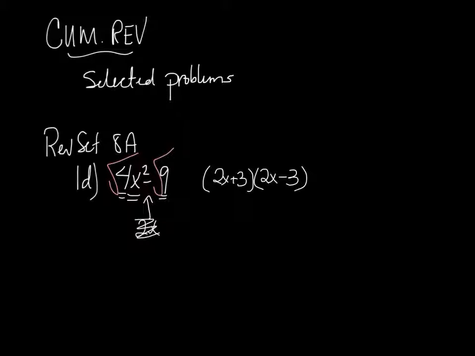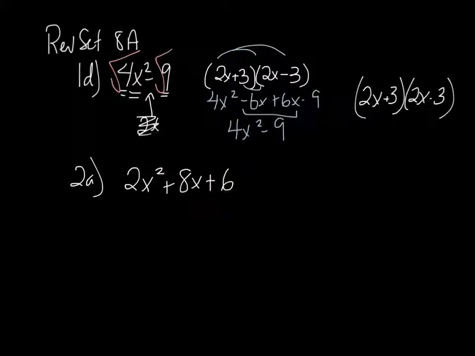And you can multiply this out to check it, right? Distribute to be sure. We get 4x squared minus 6x, and then plus 6x minus 9. These cancel, and my checking leads me back to the same original thing. All set. Here's the next problem.